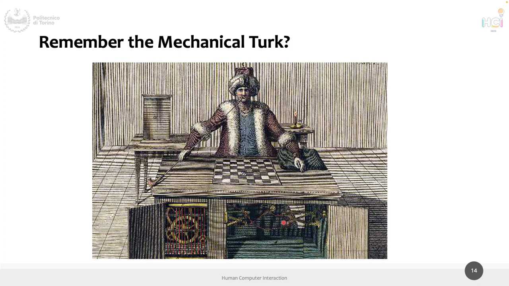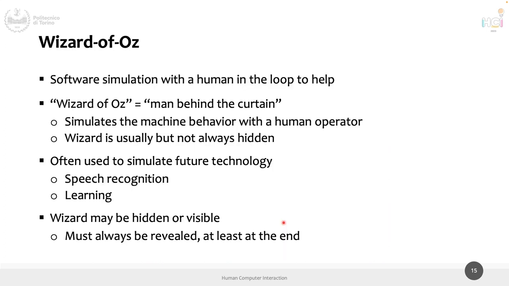But to test the idea, or to make this case more of a show. But the good purpose could be to test an idea to see if it's reasonable to do it like that. So the technique says there is a software simulation and there is a person in the loop to help. So simulate the person, simulate the complicated part, the part not implemented behind the interface, and this wizard, this person behind the curtain, is typically hidden.